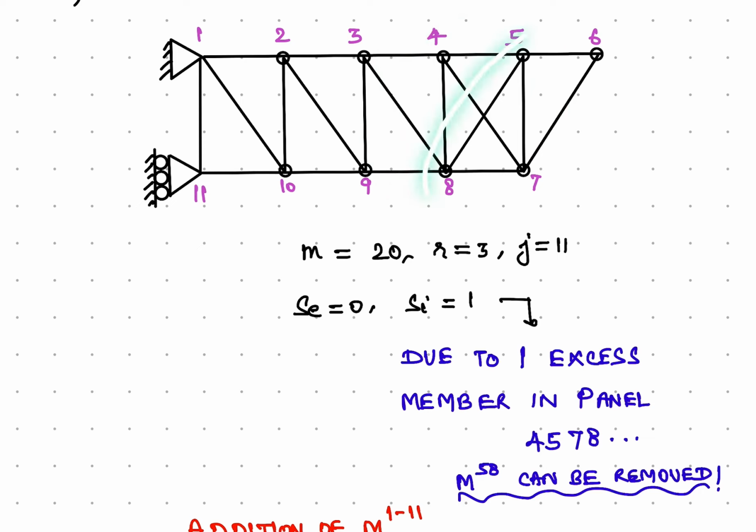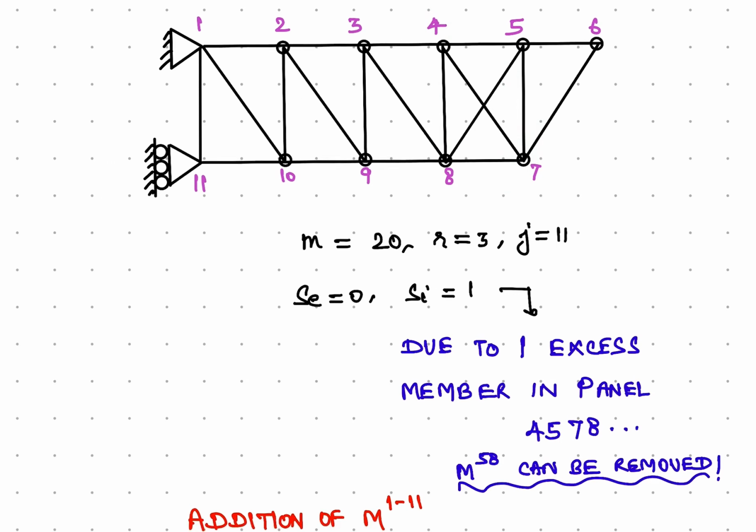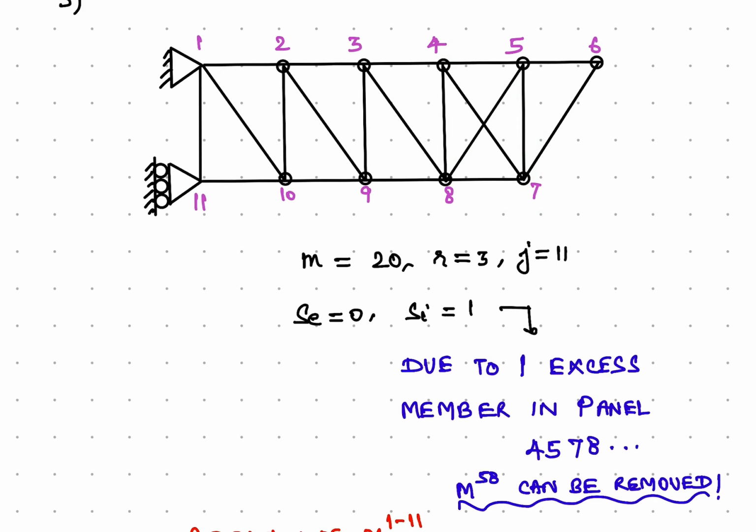So we can remove this particular member. Otherwise, we can remove this particular member. The resulting configuration will still be stable. So in this case, the internal indeterminacy is 1. All right. Why can't we remove the member from any other panel such as this? Because if we remove this particular member, let's say, it will cause instability in this particular panel. So we can't remove the member anywhere else but in this particular panel 4, 5, 7, 8.